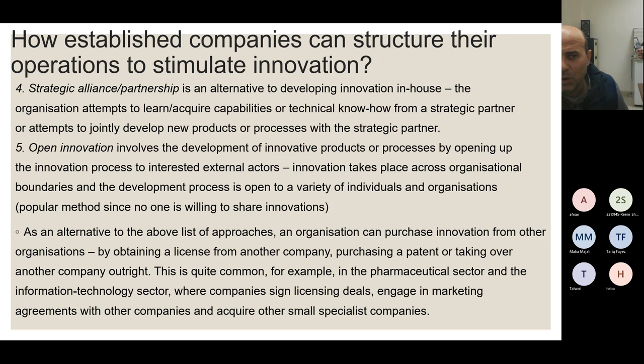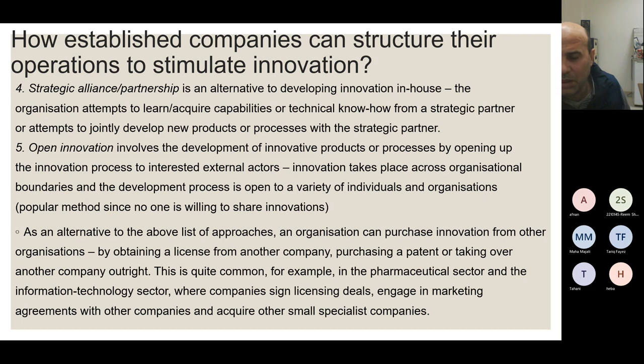The fifth strategy, which is the most popular method of stimulating innovation, is called open innovation. Open innovation involves the development of innovative products or processes by opening up the innovation process to interested external actors. Innovation takes place across organizational boundaries, and the development process is open to a variety of individuals and organizations, which means that we have an open policy for innovation. Anyone could come up with a new idea. We could follow this idea, and we could support those individuals.